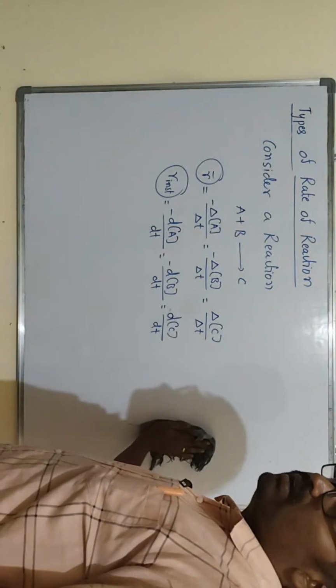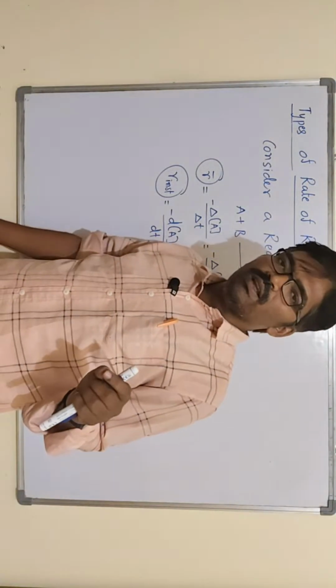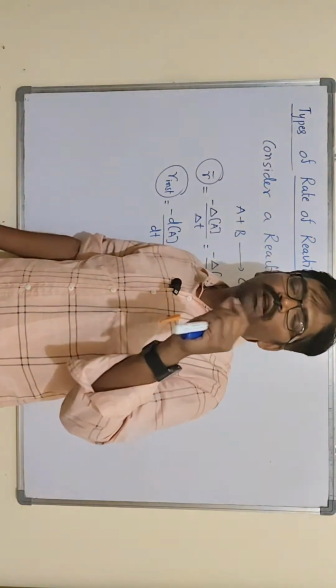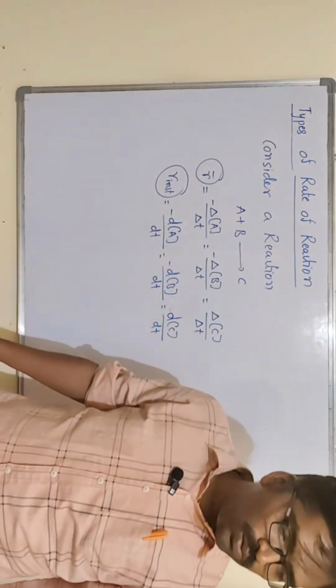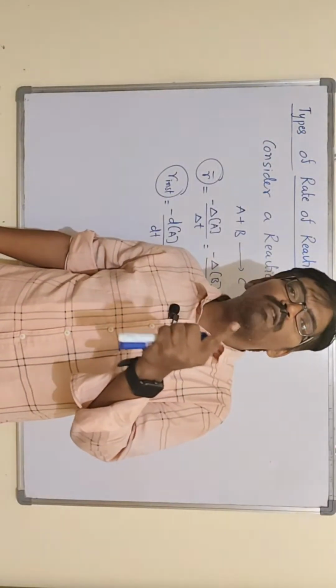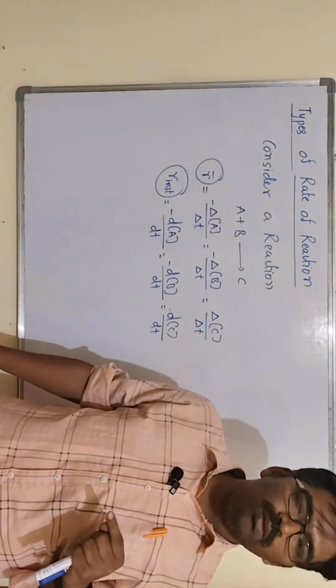To express the rate of reaction, we have to calculate it for only 1 mole of reactants or 1 mole of products. Clear, my dear students? So rate of reaction is always measured for 1 mole of reactants or 1 mole of products. That is the first point you have to remember.